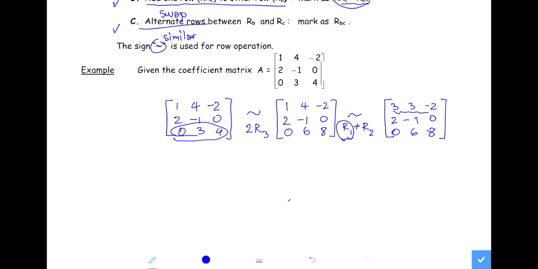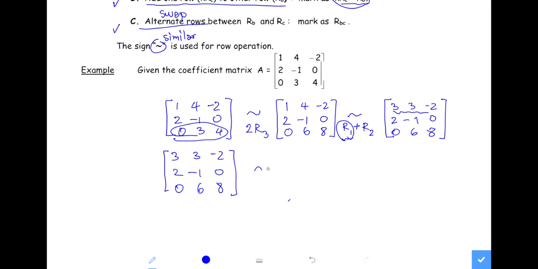Next, I'm going to show you another one. Let's copy this one and write it over here again. I have 3 3 -2, I have 2 -1 0, I have 0 6 and 8. I can do something like this as well.